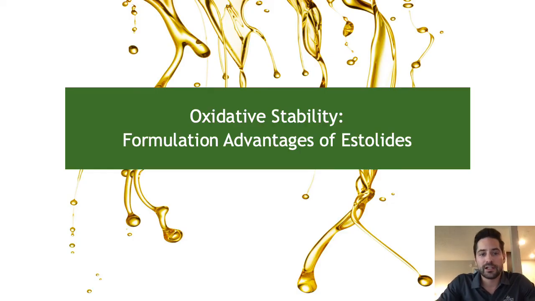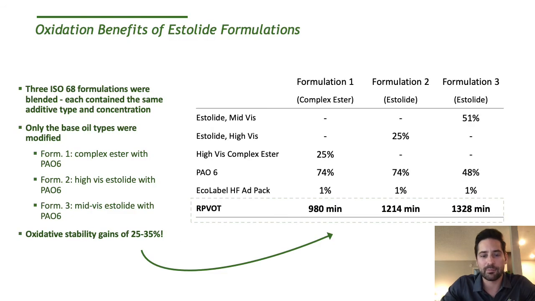Next, we'll take a look at some formulation advantages of estolides and how they can benefit formulators in terms of oxidative stability. Now, we're going to show you just one example here. In this example, there are 3 formulations. The starting formulation 1 was a formulation that contained no estolide. It had 25% complex ester, 74% PAO6, and 1% of an eco-label hydraulic fluid additive package.